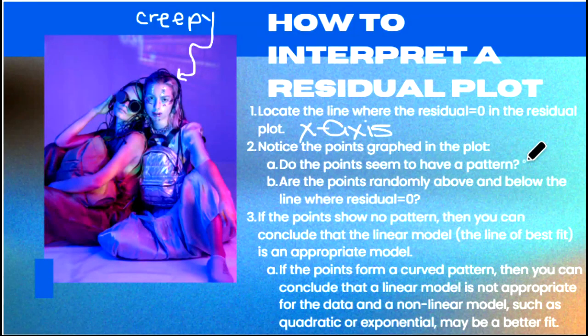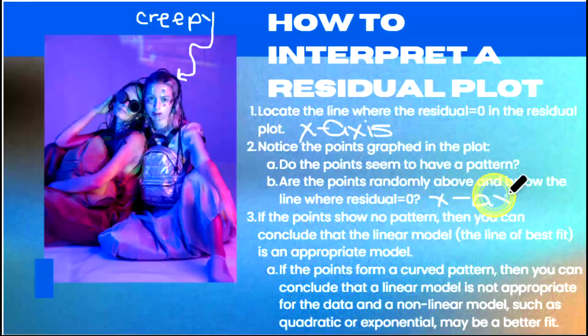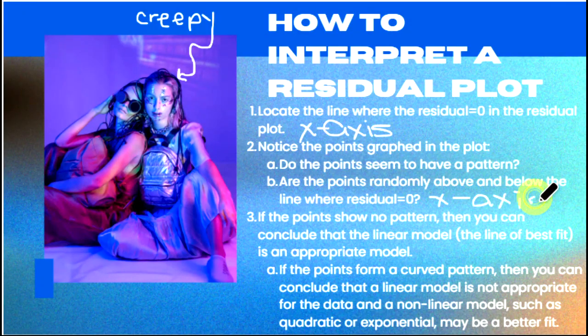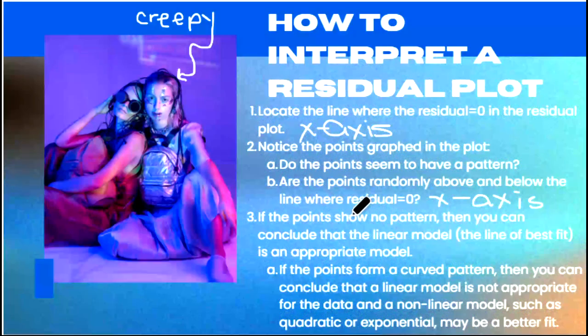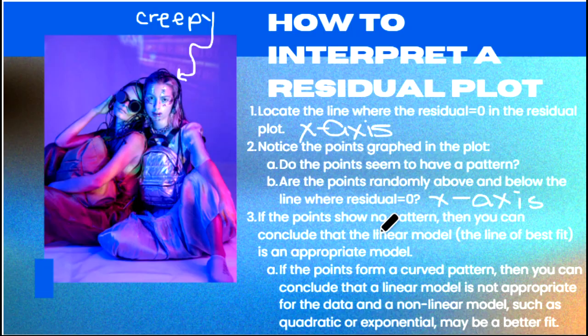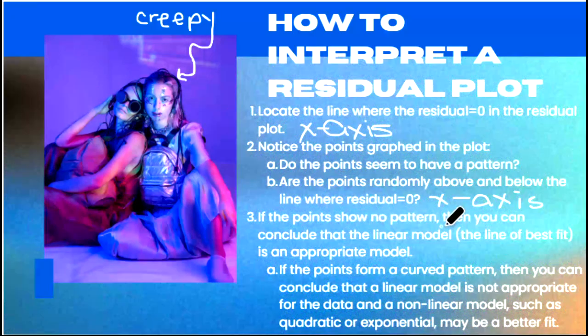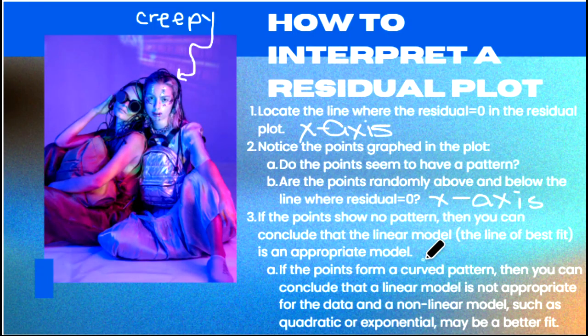Do the points have a pattern, and are the points randomly above and below the line where the residual equals 0, which is the x-axis? Okay. Does it have a pattern or is it random? That's your first question. If the points show no pattern, then you can conclude that the linear model, the line of best fit, is an appropriate model. We want random. Random is a good thing.